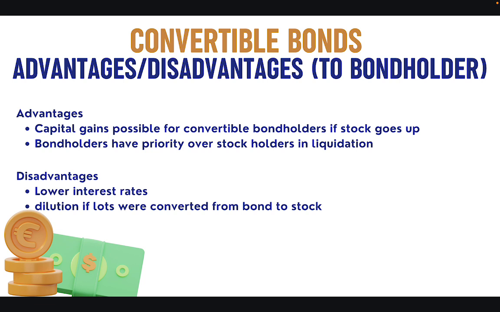But there are disadvantages as well. The disadvantage is these convertible bonds are sold at lower interest rates. Obviously, they're sold at lower interest rates because of this convertible feature. And there's also a dilution if a lot of them are converted from bond to stock. Just as with the issuer, the more stock that's issued, the less each stock is worth. Same thing here. If a lot of them are converted from bonds to stock, then it's going to be a dilution of earnings. All makes sense if you understand the concepts.